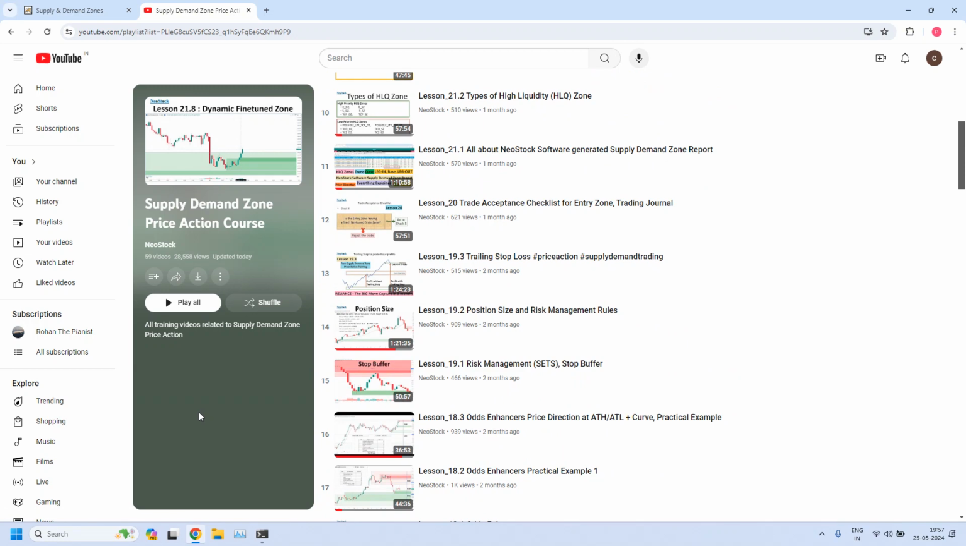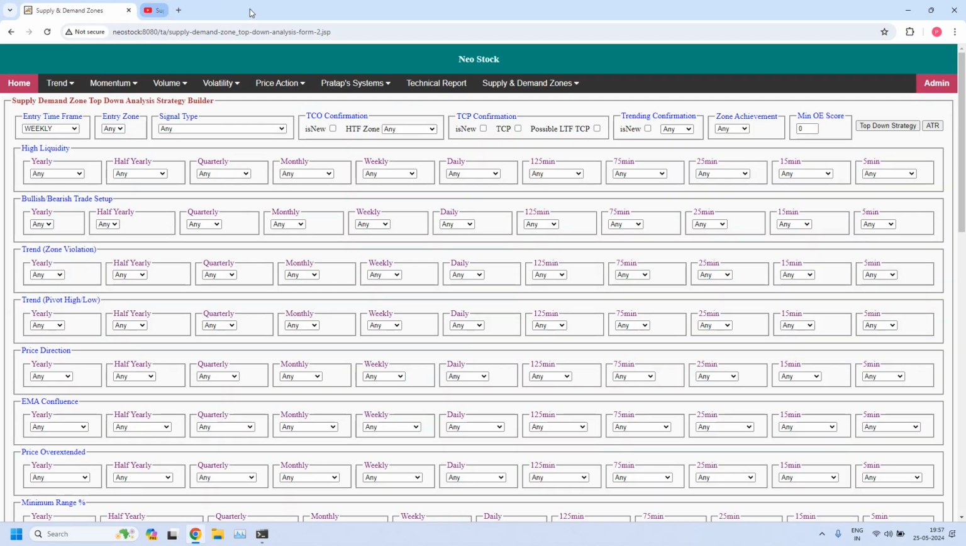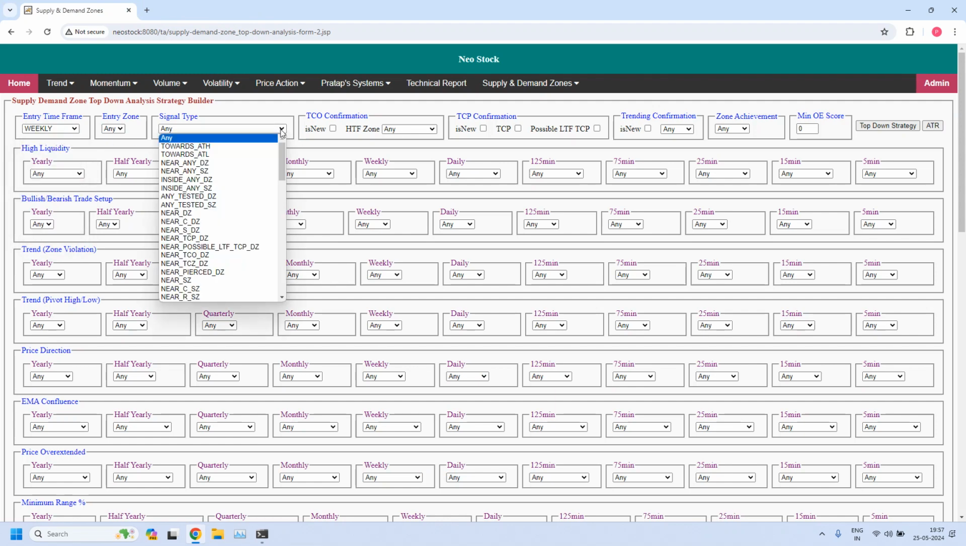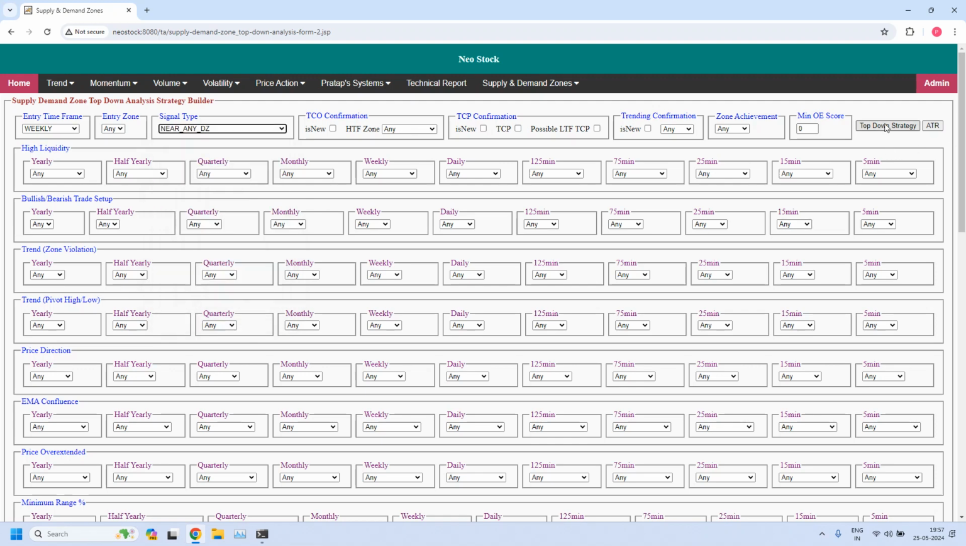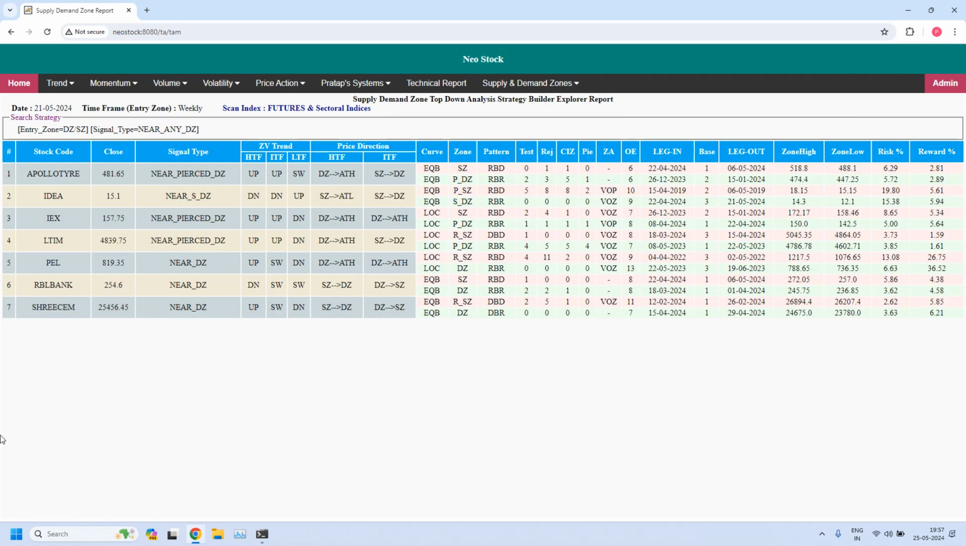Now let's get into the report generation, weekly reports. So I'm selecting the entry time frame as weekly. Let us identify the stocks near weekly demand zone. 7 stocks are filtered, which are near to the weekly demand zones.